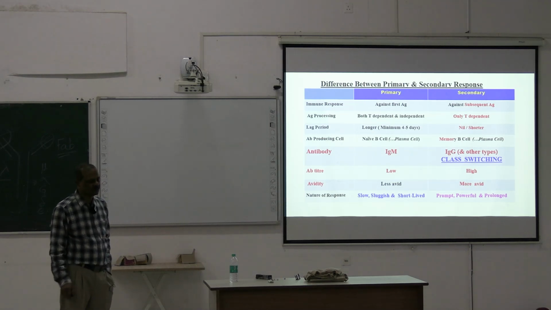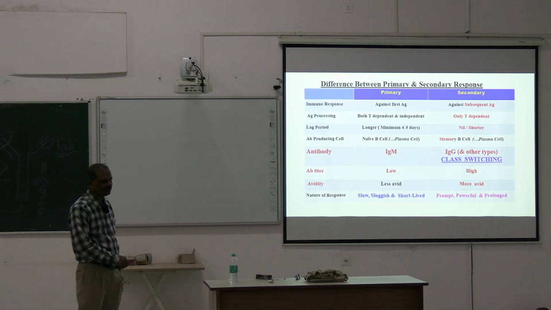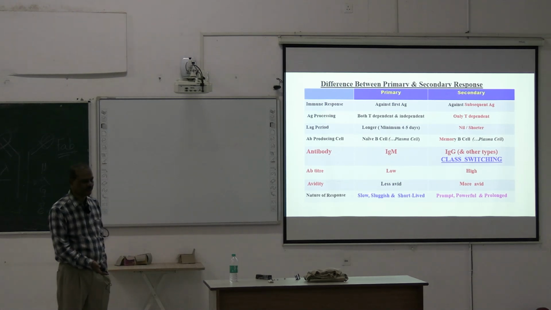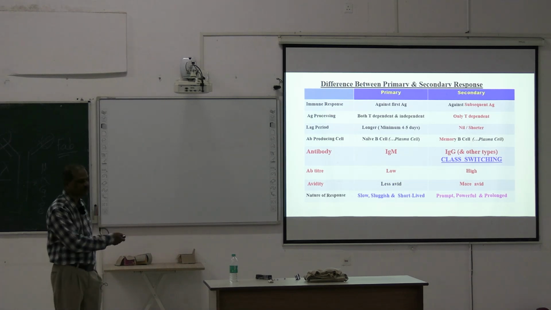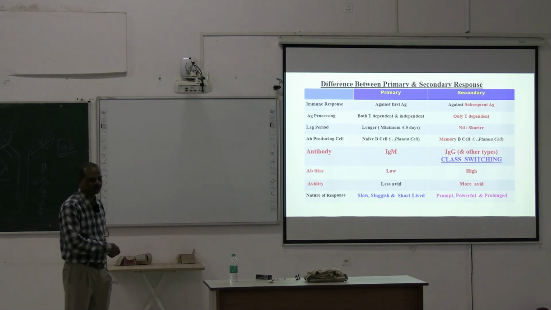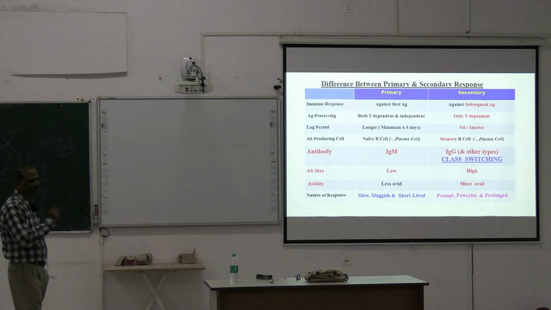You memorize all these points, you note down during examination. Avidity, I explained, it will be less avid in primary response because of less number. In secondary response, it will be more avid, it is having more numbers. And nature of response, as I told you, is slow, sluggish and short-lived.